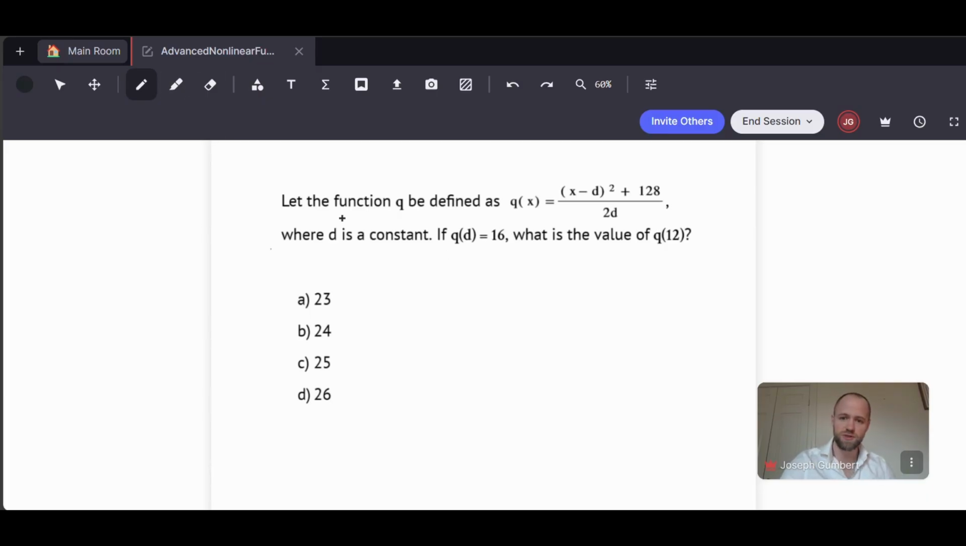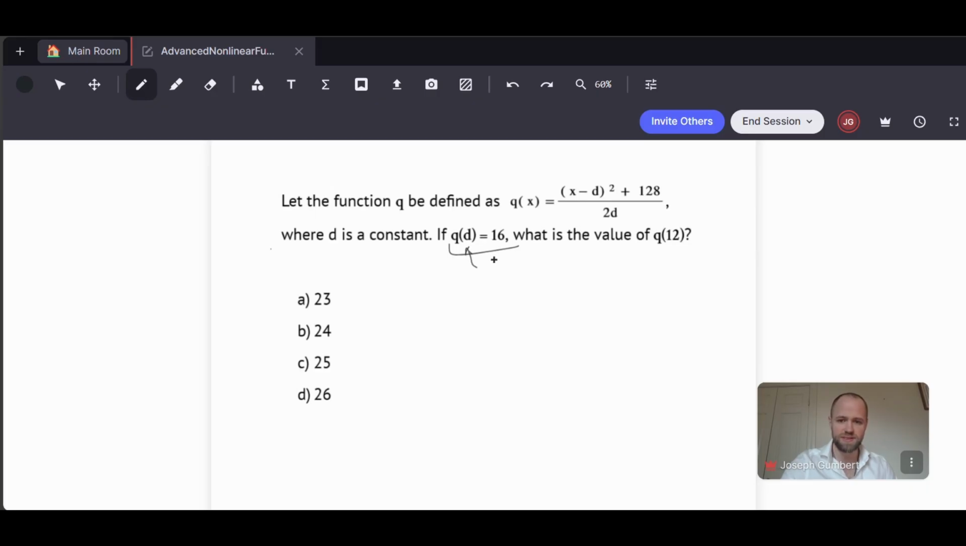So it says, let the function q be defined as q of x is equal to (x minus d) squared plus 128 over 2d, where d is a constant. If q of d is equal to 16, what is the value of q of 12? So in terms of a starting point, we just have to start with what they give us. Let's see, q of d is equal to 16.